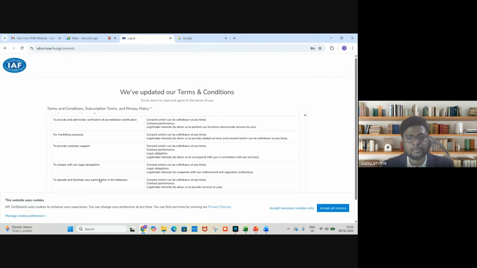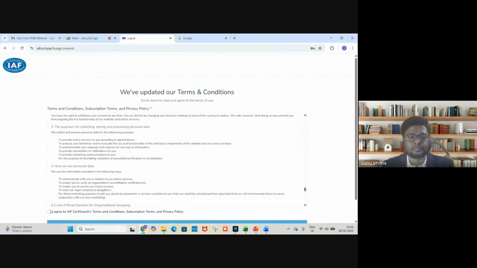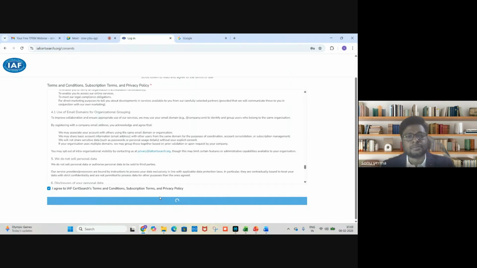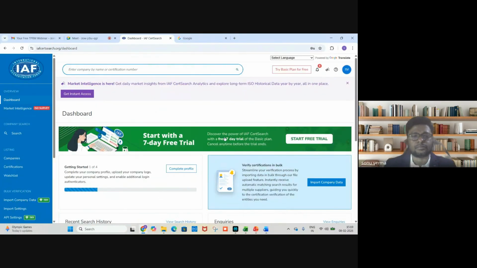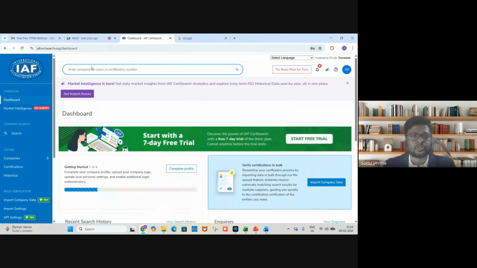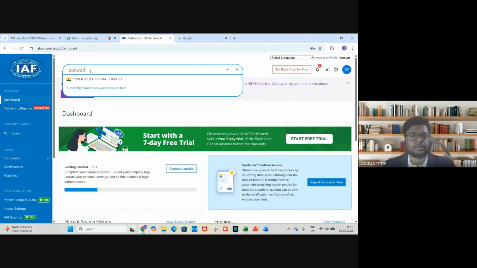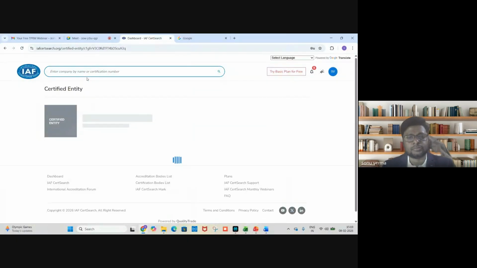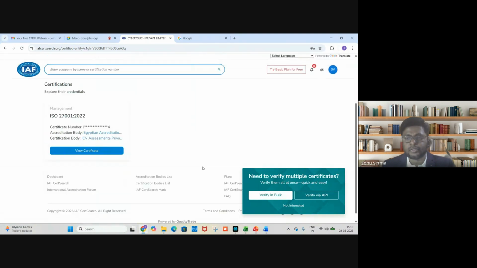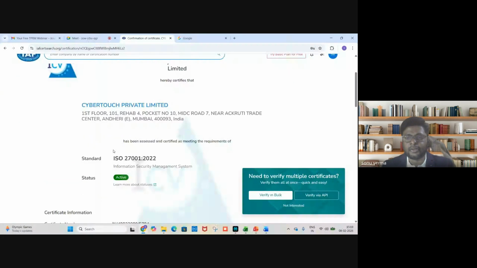European risk policy. Yes. So I need to... it is asking me to reset the password of my domain. So CyberTouch. Okay, I verified two, three certificates yesterday. Okay, so it may not ask me to. Here you go. It opens.